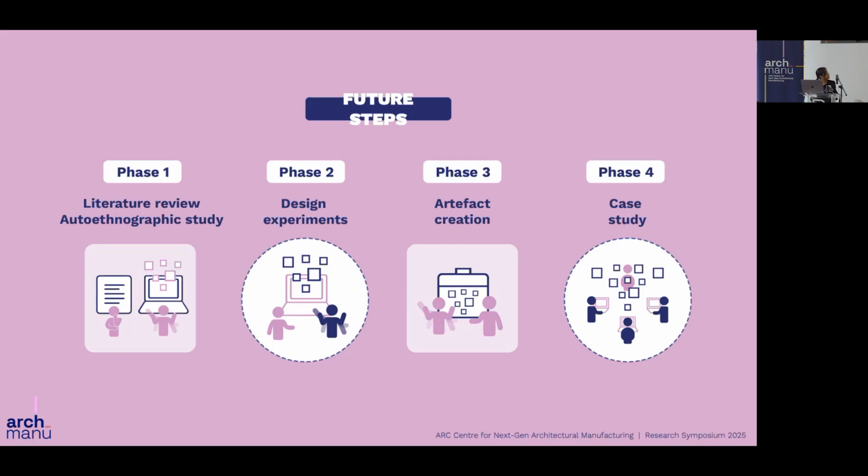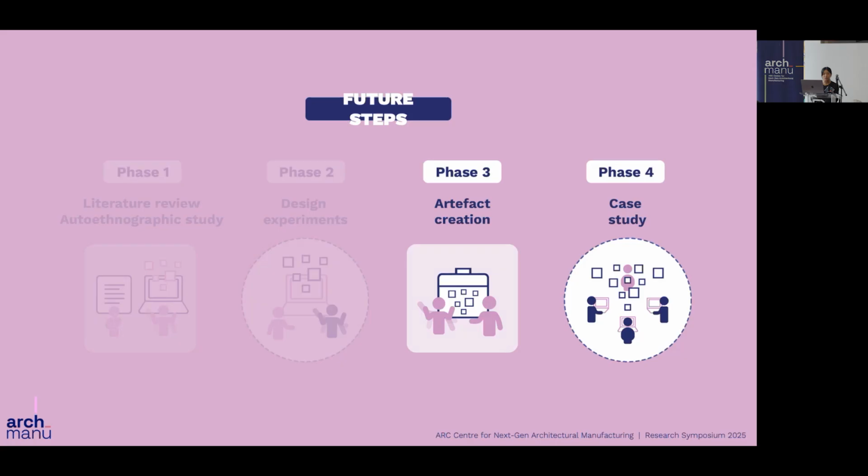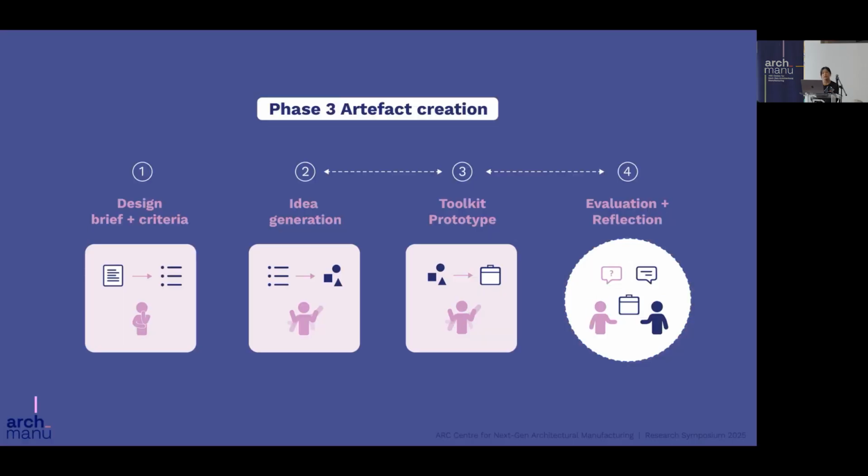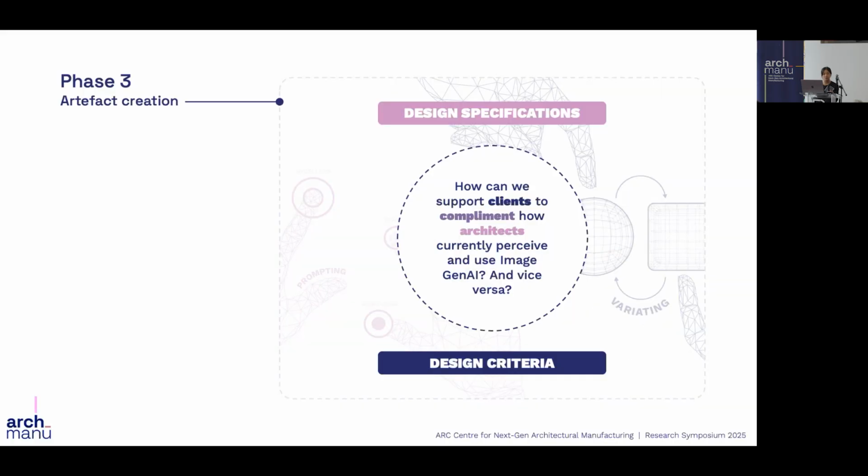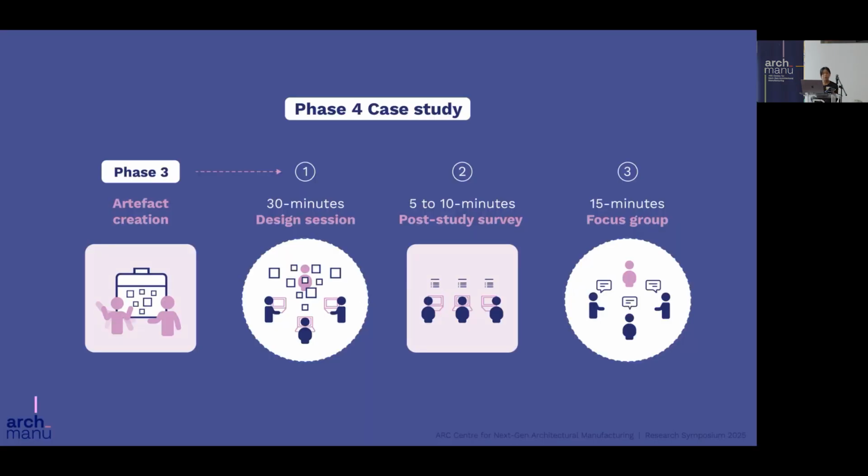And so following phase 2, the future steps of my research will include the following two phases. In phase 3, what we will do is take learnings from phases 1 and 2 and develop them into a set of design specifications and criteria for the design of a toolkit. I will also use this starting question to develop and start designing that. Following phase 3, we will then implement the model as well as the toolkit in a real-world practice setting.